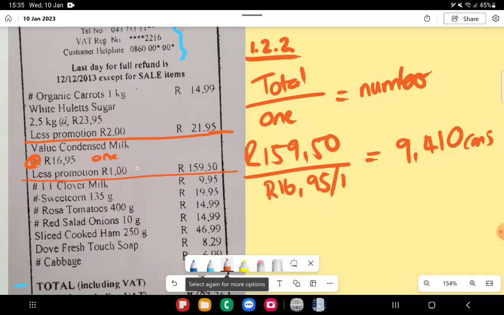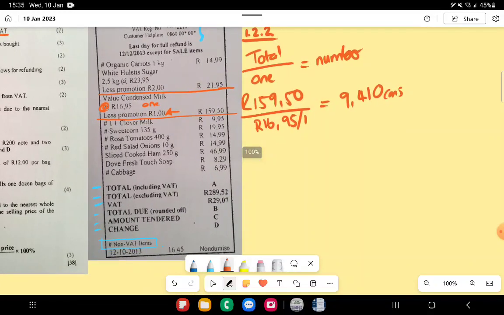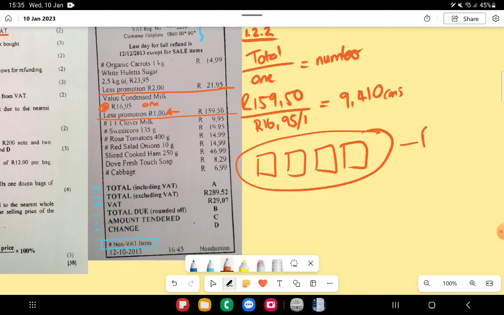If I look at my text, there's this item here that I did not take into consideration. And that is the one that says it is less a promotion of 1 rand. Now, my question to you is, if I'm saying it's less 1 rand, remember I've now got cans. I don't know how many cans I have. I have two scenarios. It can either be all of them minus 1 rand, or it could be minus 1 rand, minus 1 rand, minus 1 rand, minus 1 rand. So the question is, which one would it be?